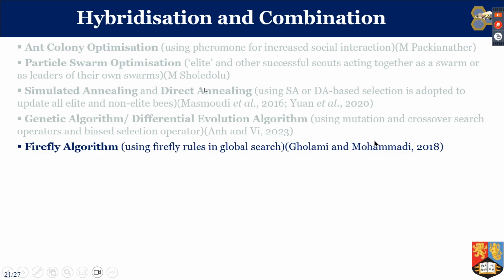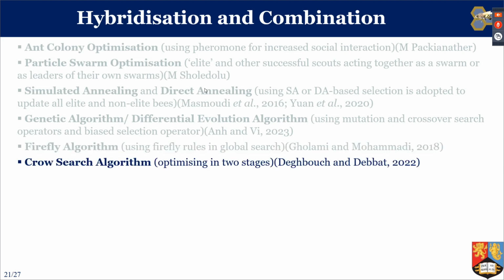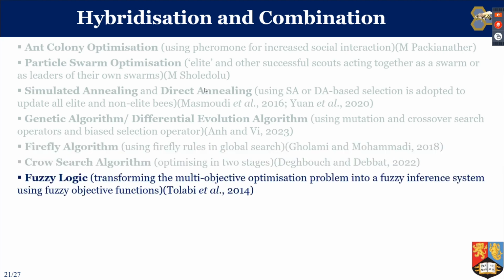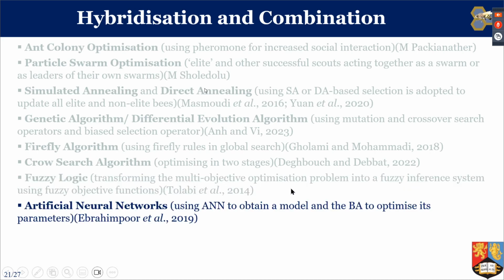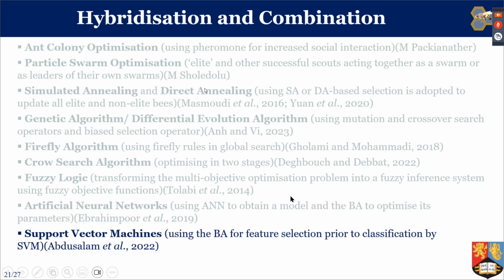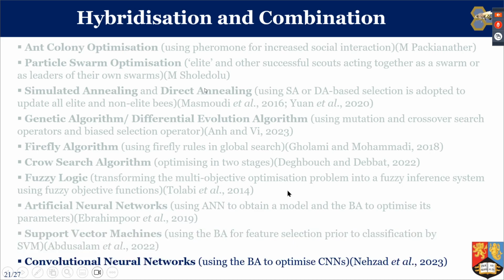The Firefly algorithm has been hybridized. And other algorithms, crow search algorithm, fuzzy logic, have been hybridized also with the bees algorithm. And artificial neural networks have been used in combination with the bees algorithm, support vector machines, and even deep neural networks have been used in combination with the bees algorithm. The possibilities are limitless. If you are interested in the bees algorithm and doing research in this area, then there are many, many possibilities.